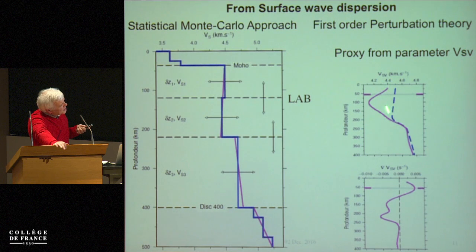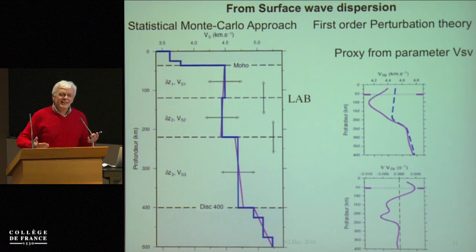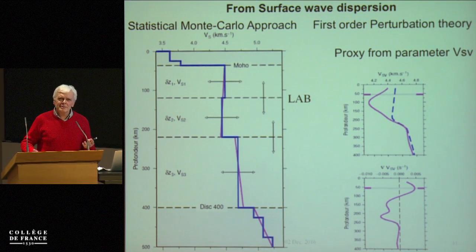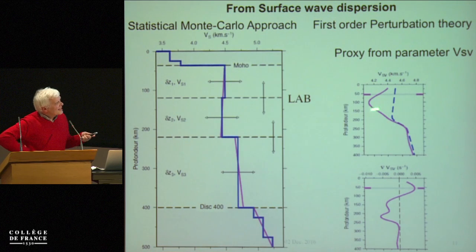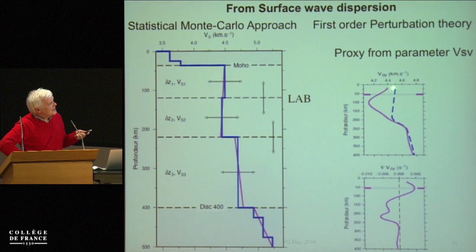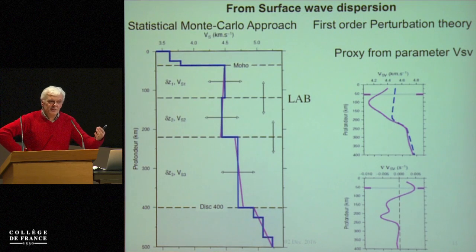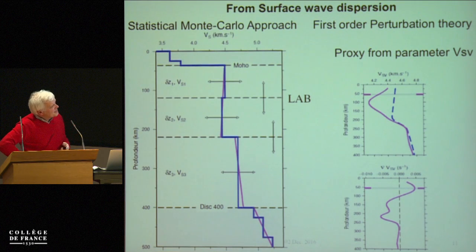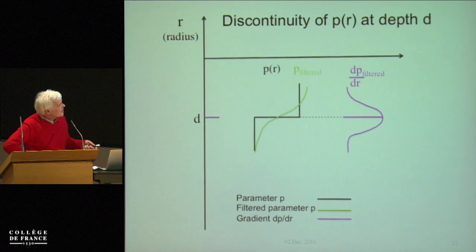If you calculate the gradient, we assume that the LAB is related to the maximum of the gradient. Of course, it's a hypothesis, but we will see it's not so bad because, although we have no access to the real value of the discontinuity, this way we have access to the lateral variation. It will be a good approximation for getting lateral variation of the LAB. Okay, so that's the basic idea.